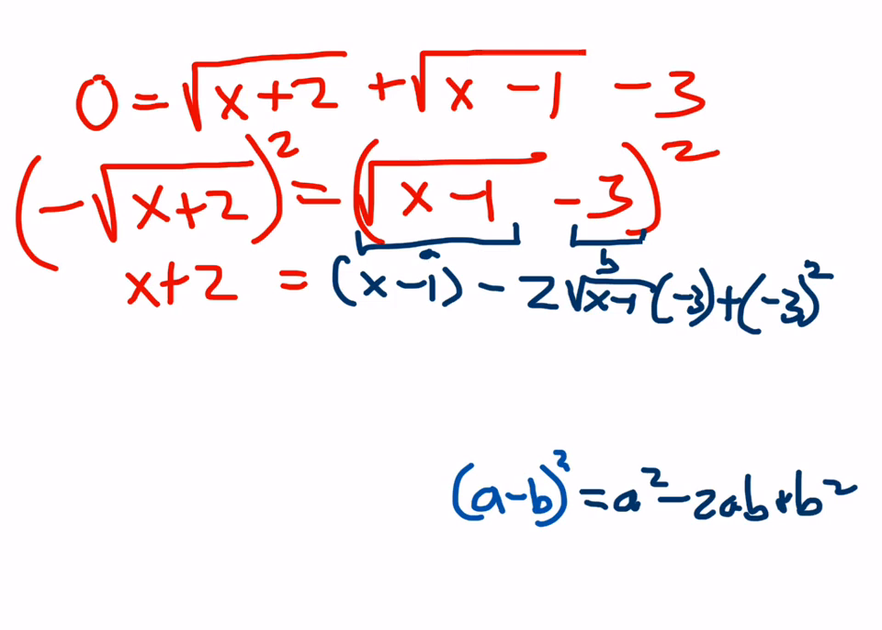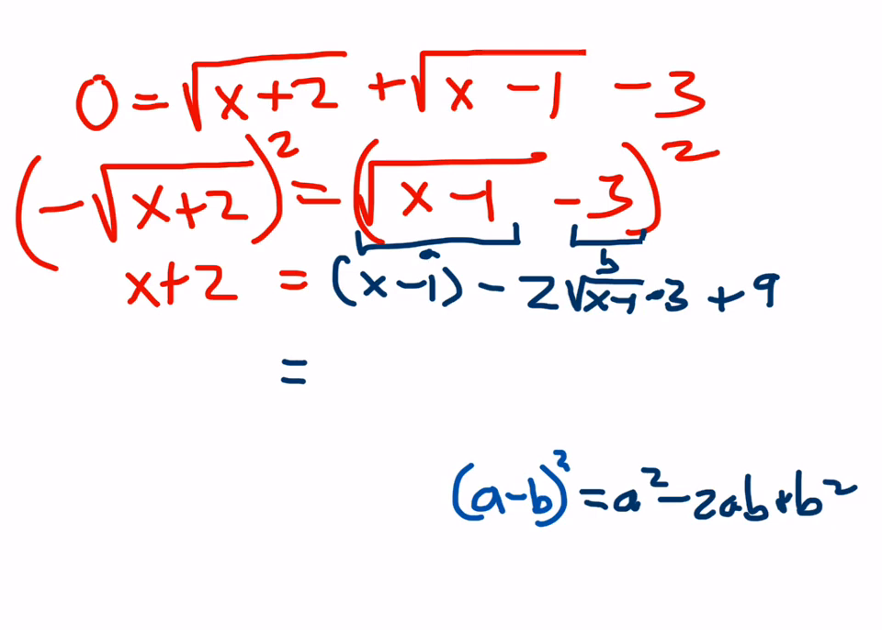Actually, let me back up here. The b is just the 3, so it's going to be times 3. The negative's there because when we multiply these two, we get a negative. Okay? And plus 9. All right, so let's clean that up.